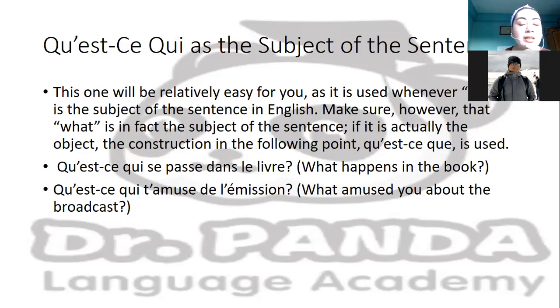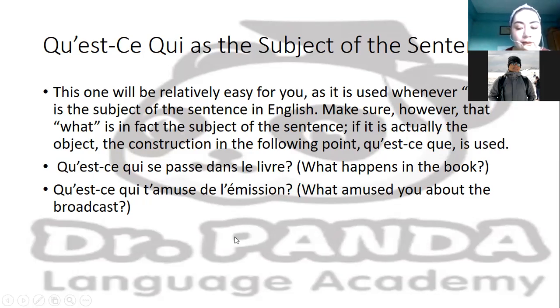So this one will be relatively easy for you as it is used whenever what is the subject of the sentence in English. Make sure, however, that what is in fact the subject of the sentence. If it is actually the object, the construction in the following point, qu'est-ce que, is used. So for example, what happens in the book? Qu'est-ce qui se passe dans le livre? And what amused you about the broadcast? Qu'est-ce qui t'amuse de l'émission?